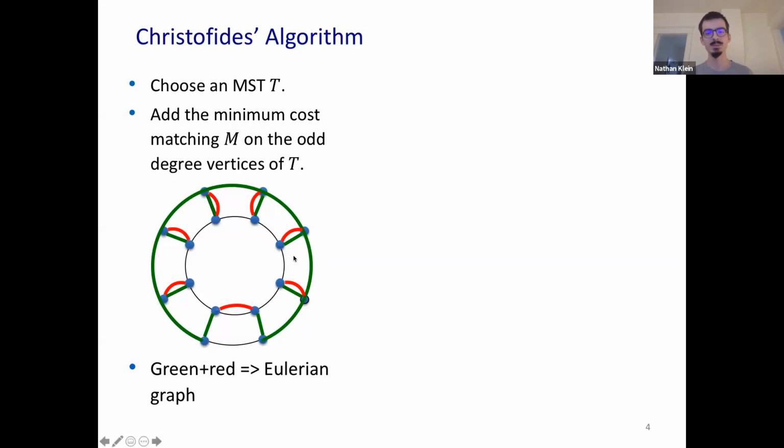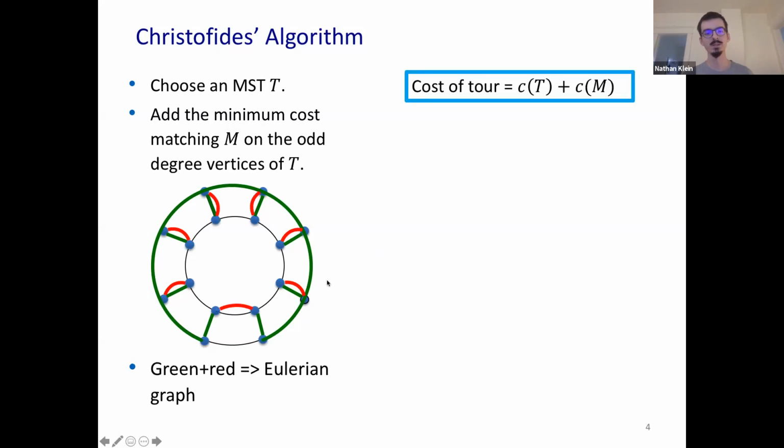So now let's compute the cost of the tour. Clearly it's the sum of the cost of the tree and the cost of the matching. And since opt itself is a tree plus an edge, the cost of a minimum spanning tree is certainly less than the cost of opt. Now let's look at the matching. So I claim it's at most half the cost of opt.